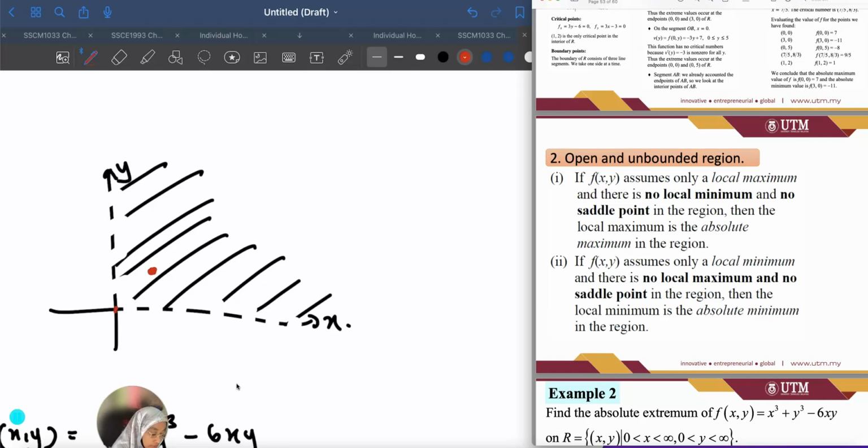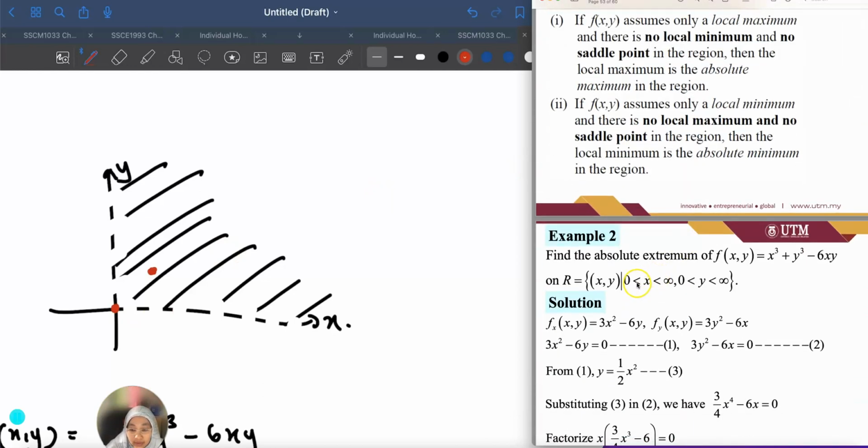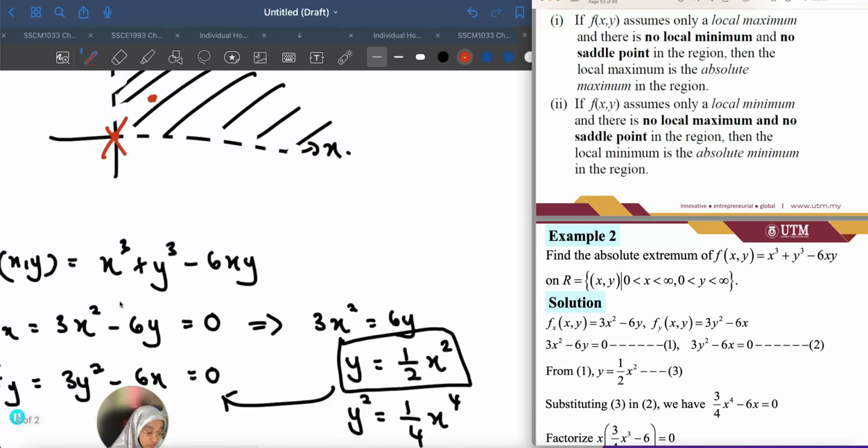But 0, 0 is not, because there is no equal sign here. It does not include the x and y axes, so it does not include y equals 0 and x equals 0. Meaning that 0, 0 is not in the region, so we don't count that one. So we only have 2, 2 here.